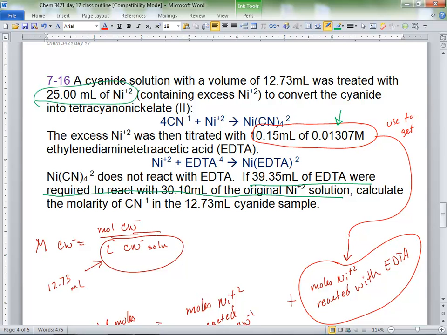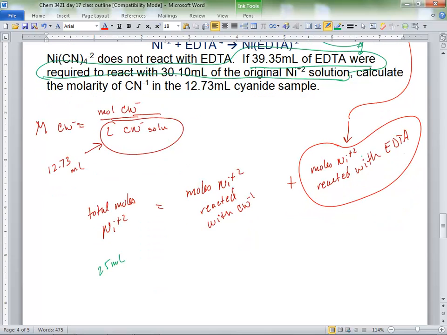Isn't it just like that moles minus excess moles? So use this and this. You can get the concentration of the nickel, right? Because what is the concentration of nickel? Big M, Ni2+. It will be moles of Ni2+ all over the volume of Ni2+, in liters of Ni2+. Okay?